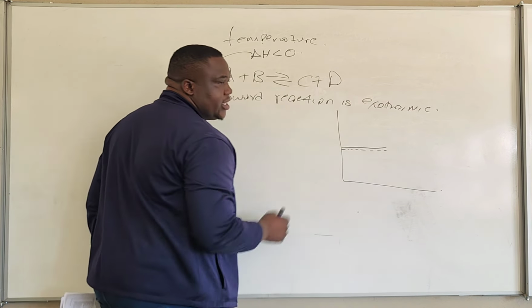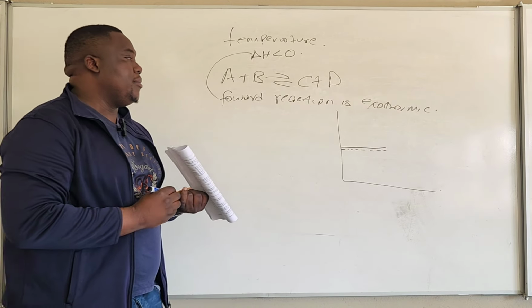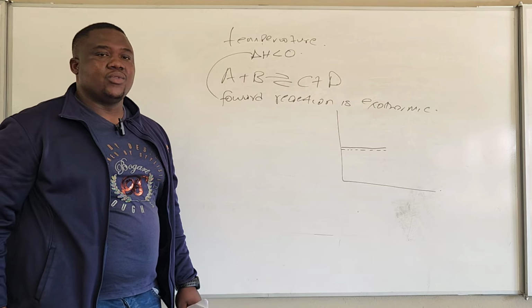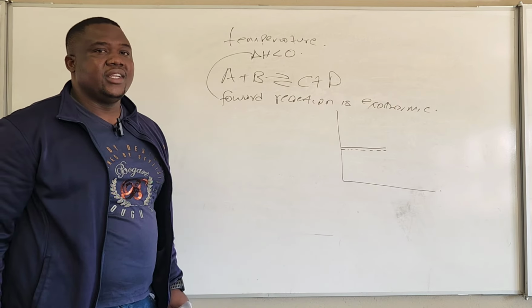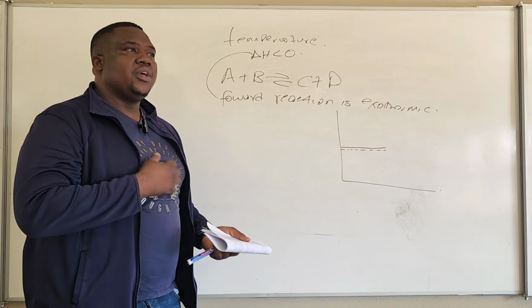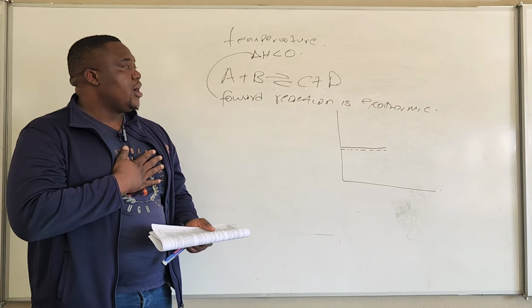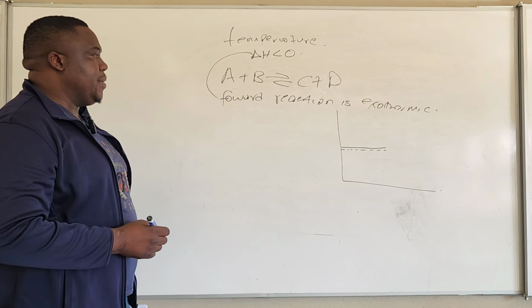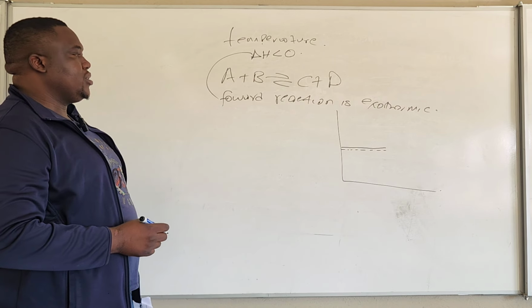How do we know that our reaction is at equilibrium? We have a straight line. That straight line represents what? Equilibrium. Two straight lines represent equilibrium. I hope you are still fine. So what's going to happen?